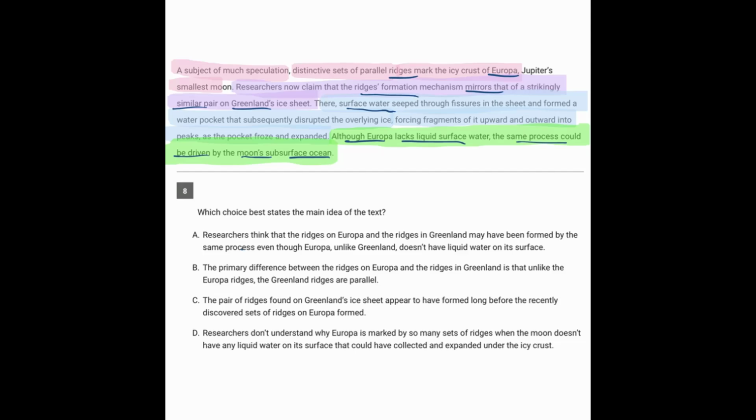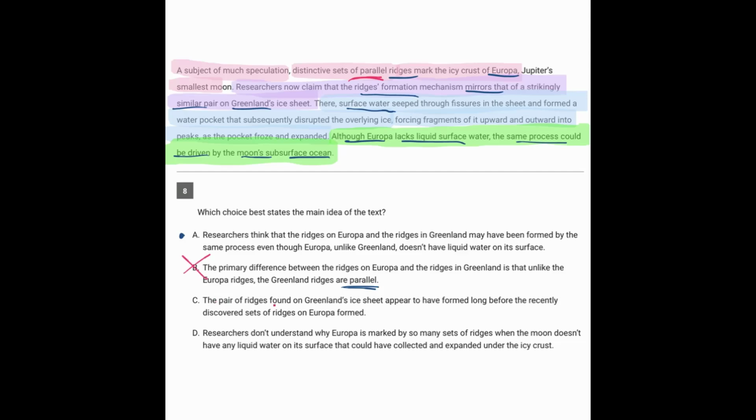So let's look at A. Researchers think that the ridges on Europa and the ridges in Greenland may have been formed by the same process, even though Europa, unlike Greenland, doesn't have liquid water on its surface. That's exactly what we just read. B. The primary difference between the ridges on Europa and Greenland is that, unlike Europa, the Greenland ridges are parallel. Well, we saw that the Europa ridges were parallel right here, so we can easily get rid of B.